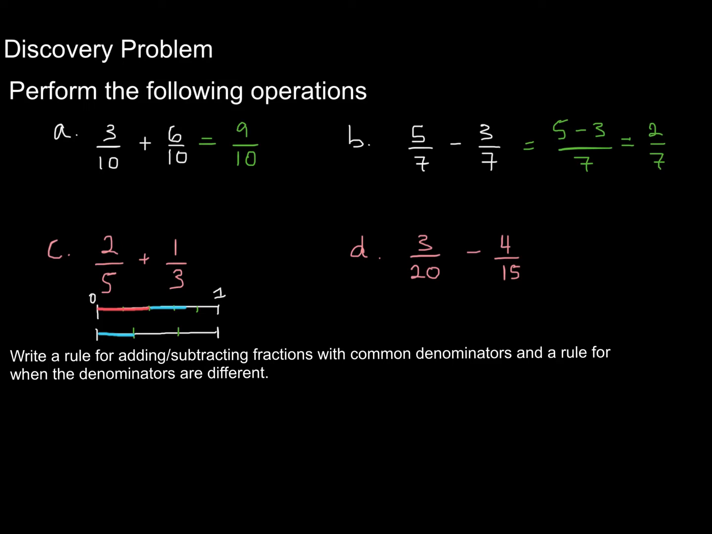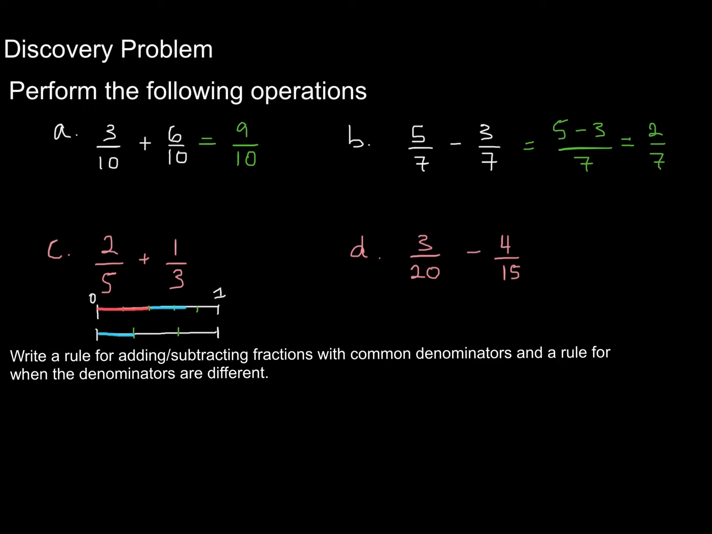So the question, of course, is how do we do this? And looking at it geometrically, at these line segments, it's pretty obvious. We need to find a number of segments that we can split both the 5-segment line and the 3-segment line into. In other words, we need to find a number that both 5 and 3 go into.